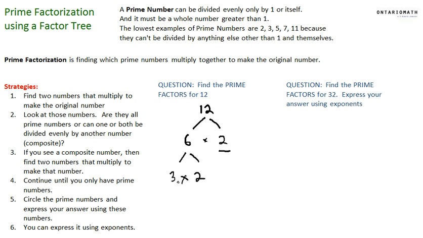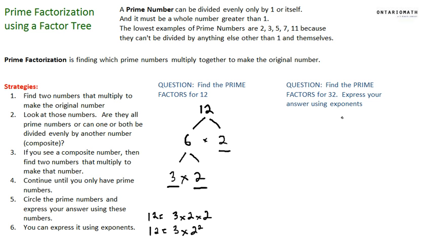Now I look at these two numbers and ask, is 3 a prime number? Well, yes, it is. 3 is one of the smaller ones, and 2 is too. So once I find these, I've actually prime factorized 12. My answer is 12 equals 3 times 2 times 2. I mentioned that you can express it using exponents. I don't have a full lesson on this, but I could also say 12 equals 3 times 2 squared, because 2 times 2 is 2 squared.